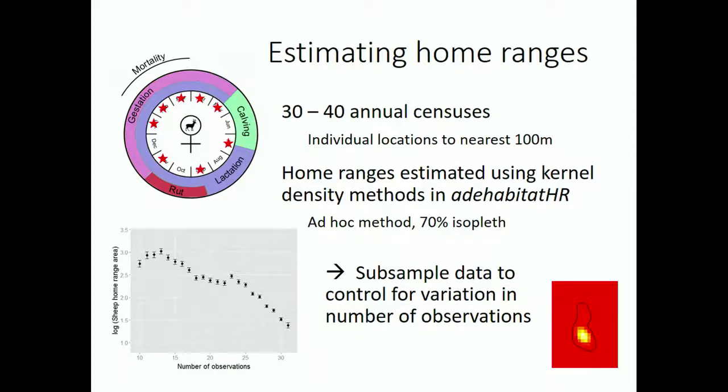So we wanted to control for that variation. We decided to subsample our data using a structured approach. We sampled throughout the year, just to equalize the number of observations for all individual years, so we can control for that sampling bias.